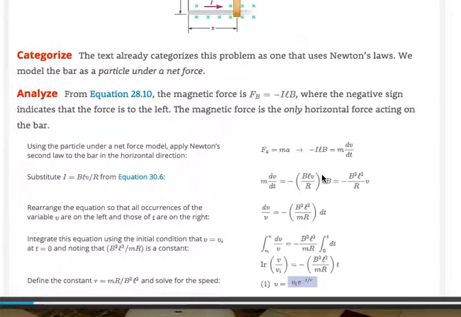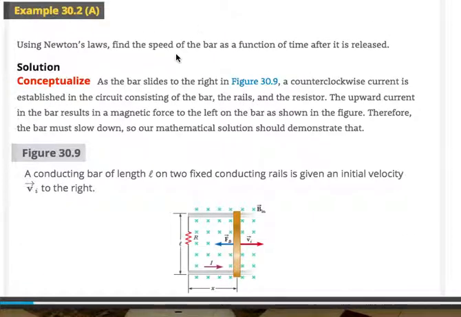In terms of calculus, this is going to look really similar to terminal velocity problems. Let's read the problem. So find the speed of the bar as a function of time after it's released. It's released from rest. No, it's actually given an initial velocity. Excuse me. It has to be moving for you to have a magnetic force at all. So again, it starts moving.